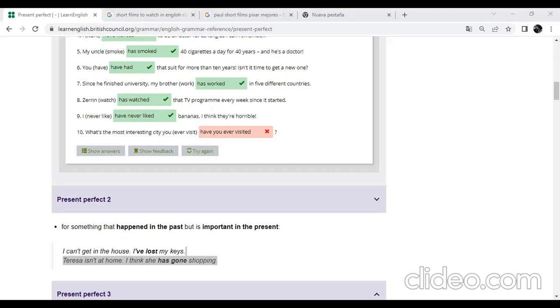Okay, did you understand now? So for the second sentence, Teresa isn't at home. I think she has gone shopping, right? The action in the past is that she left already, but she hasn't returned yet. Exactly, she hasn't returned. So this is the past event. She has gone. And the present effect is Teresa isn't at home, right? Because she has gone shopping. Okay.